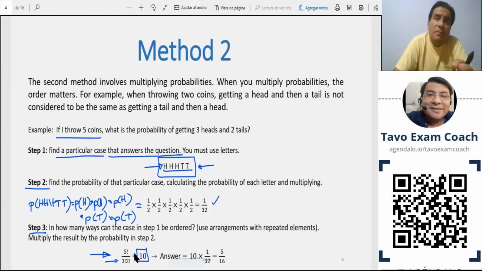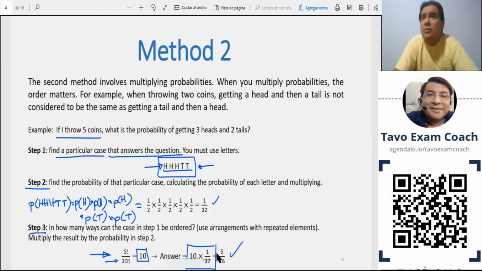Since each of the arrangements has a possibility to happen that can be measured with the same number, 1 over 32, to get the total probability, we just need to add 1 over 32 10 times. So adding 1 over 32 10 times, 1 for each of the possible arrangements, is the same as multiplying 10 times 1 over 32, and that is 5 over 16. That would be the total probability of getting 3 heads and 2 tails in any order.